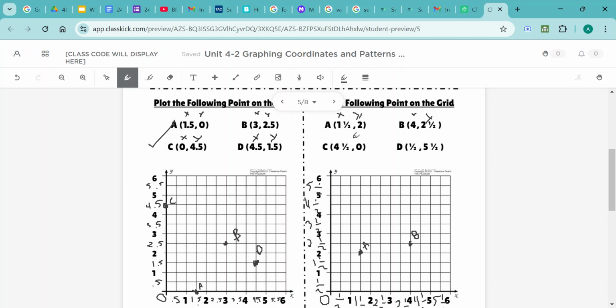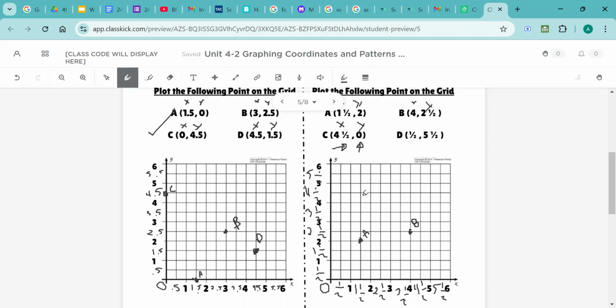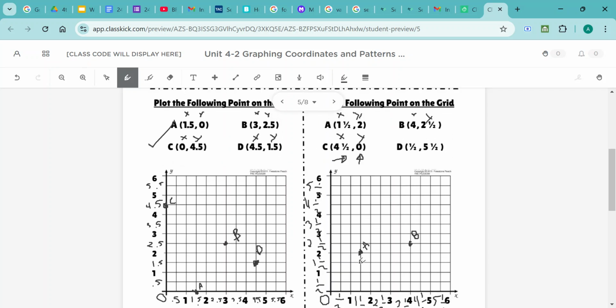C is 4.5, 0, so 4.5 on my X, 0 on my Y. If you want to put little arrows every time, that's good too, saying I'm going to go to the right 4.5 and I'm going to go up 0. So you can also do that. I'm going to start at 0 and go 1, 2, 3, 4, and then 1/2, and then I'm going to go up 0. Oh, this is one of those weird ones where the point is actually on the x-axis.